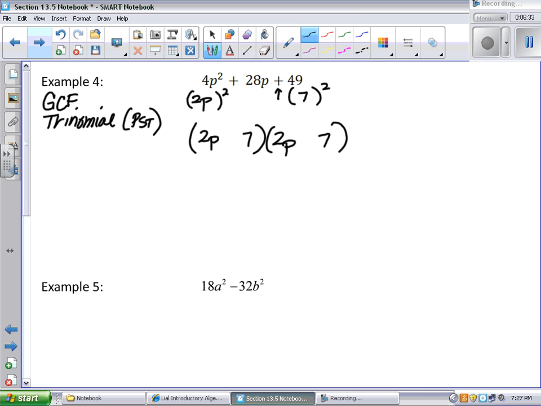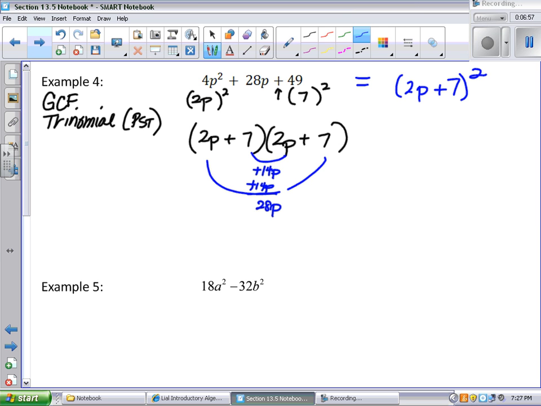The middle coefficient is positive, so these are both going to be pluses. Do the inside and outside terms add up to the middle term? Positive 14p and positive 14p gives us 28p. So this polynomial factors as 2p plus 7, quantity squared.